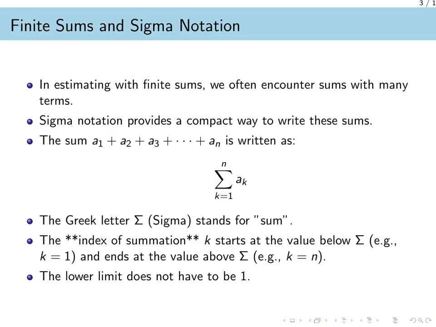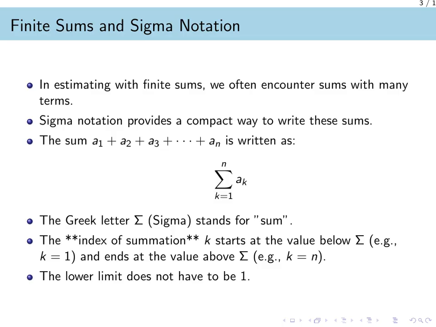When we approximate quantities using finite sums, we often deal with sums containing many terms. Sigma notation provides a compact and powerful way to write these long additions. The expression shown here represents the sum a sub 1 plus a sub 2 plus a sub 3 all the way up to a sub n.